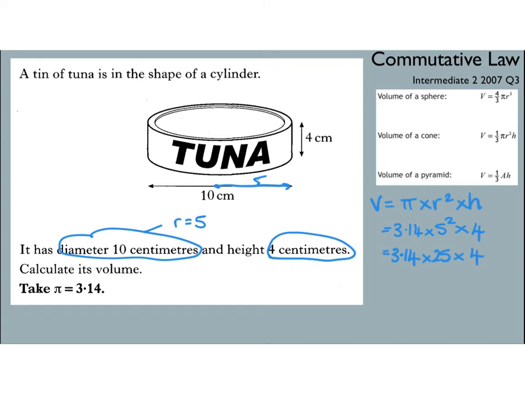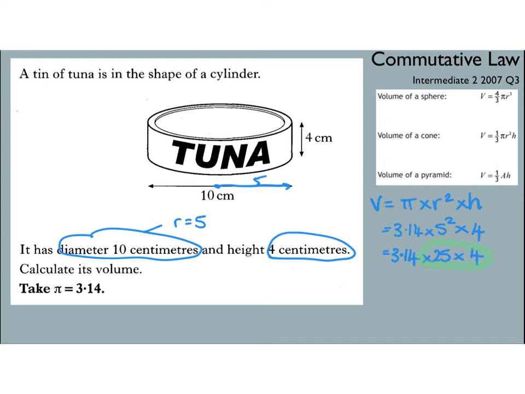Now we're at the point of what would be the easiest thing to do here. 3.14 times 25? No thank you. 3.14 times 4, yeah, I could do that, but I'm still going to have to multiply by that 25. So is there something that I could do here to make this a little bit easier? Right, and there is.